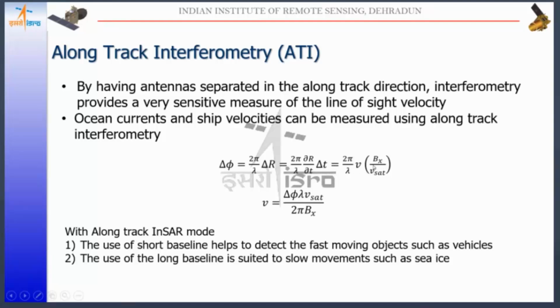That SAR sensor will give the velocity of the satellite, and that is the baseline in the x direction. So from that we can derive this v. V is given by delta phi lambda Vsat by 2 pi dx. So that velocity can be derived. The use of the short baseline helps detect fast moving objects such as vehicles. The use of the long baseline is suited to show slow movements such as ice.